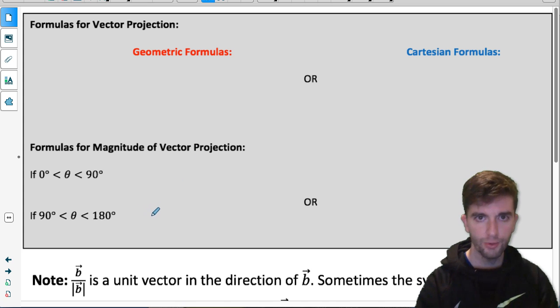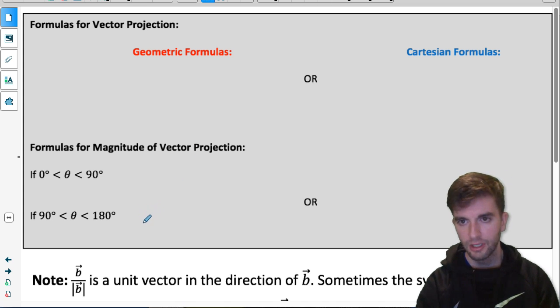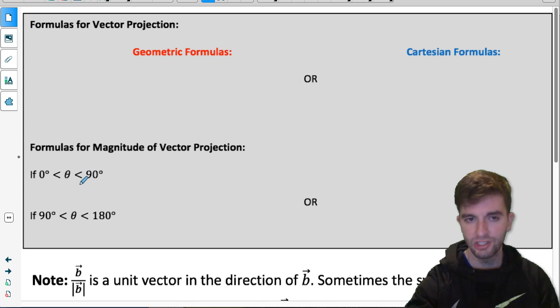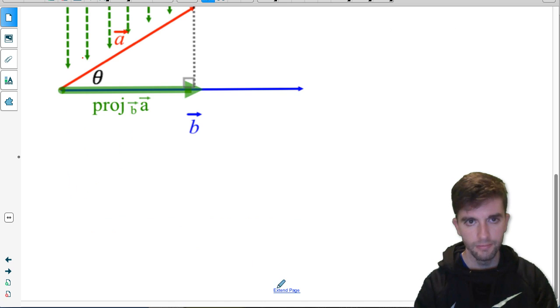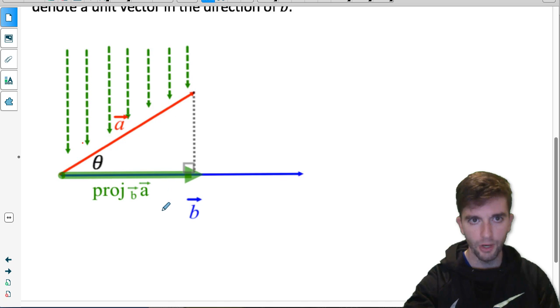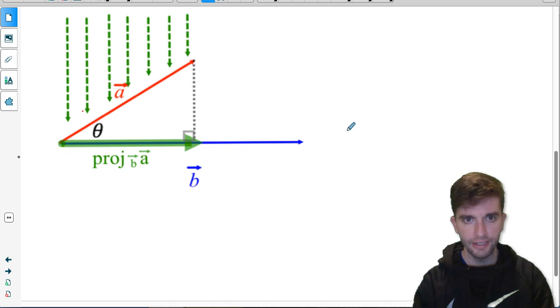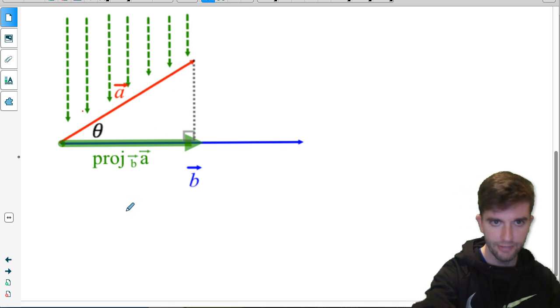So I'm going to walk you through how we're going to come up with those formulas. And bear with me as we try and understand where the formulas come from instead of me just giving them to you and you just accepting them without understanding. Let's try and understand them. So to understand them, we have to first remember what dot product is. So in this diagram, I have vector A and vector B, and I also have the projection of vector A onto vector B as the green vector there.